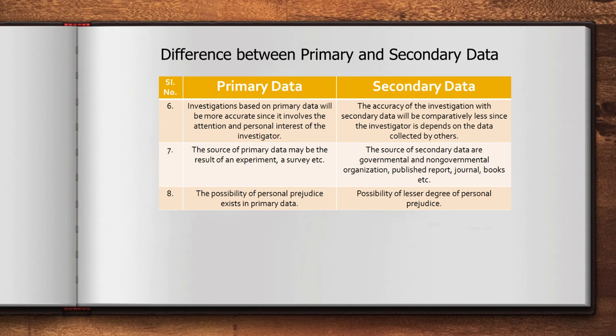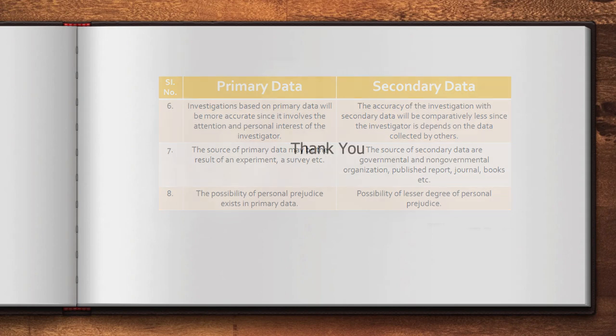The source of primary data may be the result of an experiment, a survey, etc., whereas the sources of secondary data are governmental and non-governmental organizations, published reports, journals, books, etc. The possibility of personal prejudice exists in primary data. Secondary data has a possibility of a lesser degree of personal prejudice.